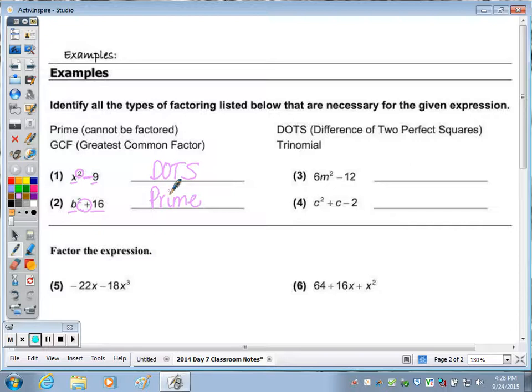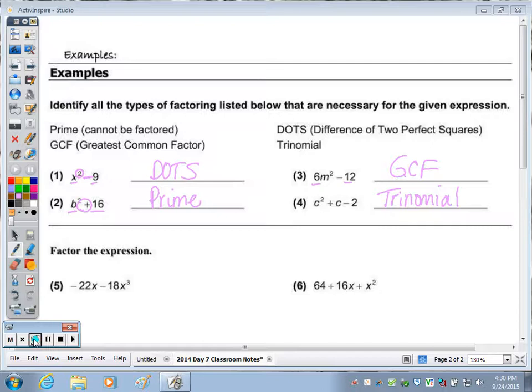In number 3, both 6 and 12 have a greatest common factor of 6, so this is GCF type factoring. In number 4, there is no GCF, however, it is a trinomial which can be factored. Okay, so again, number 4 was trinomial factoring, and then let's look at questions 5 through 14.